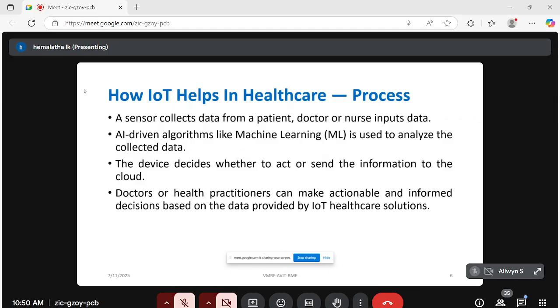It will be stored in the cloud. So all the data has to be processed, and the meaningful information has to be gathered. For that, we are using the machine learning algorithms, and then the device decides whether we have to act or send the information to the cloud. Later, the doctors and the healthcare professionals come into the picture. They will make actionable and informed decisions based on the data provided by the IoT healthcare solutions. This is known as the actuation done by the doctors and the healthcare personnel, like the hospital administration side people.